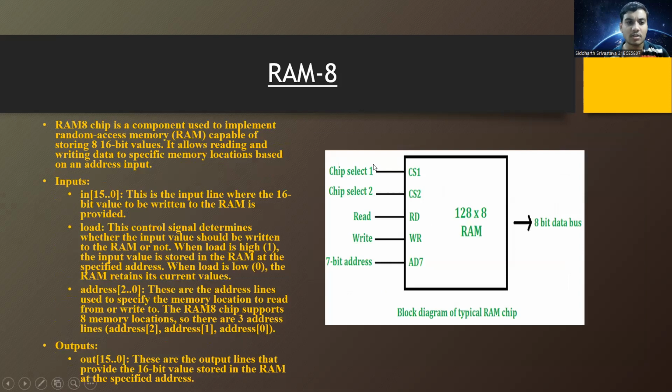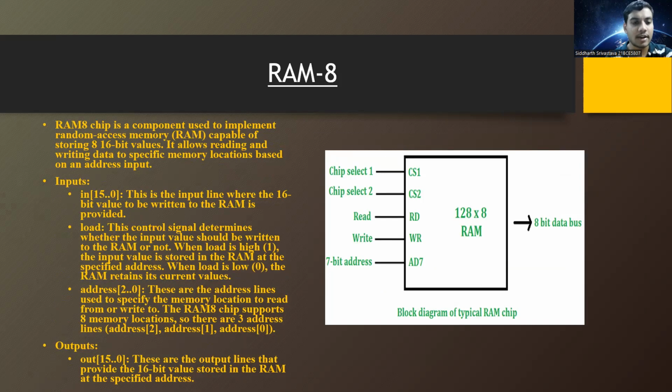So now we come across RAM 8. RAM stands for random access memory. The RAM 8 chip is a component used to implement random access memory capable of storing 8 16-bit values. So that's where its name has been derived. It allows reading and writing data to specific memory locations based on an address input.